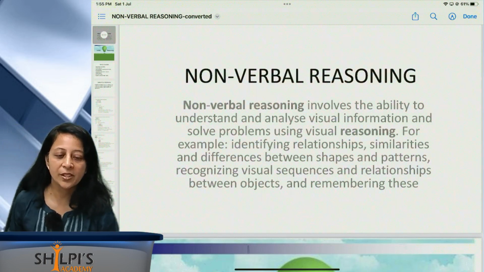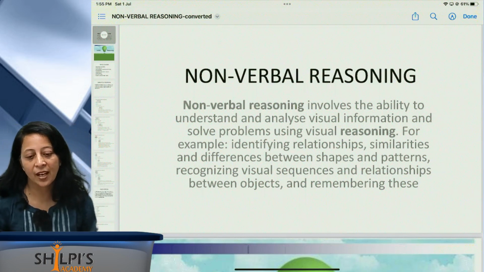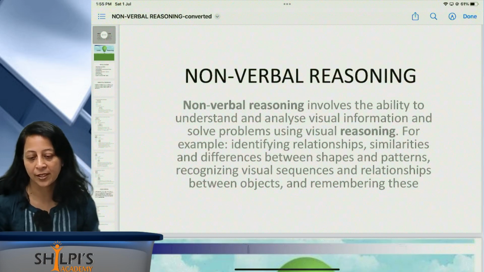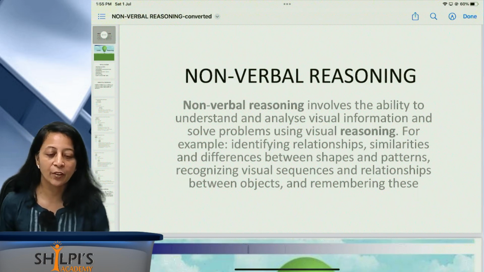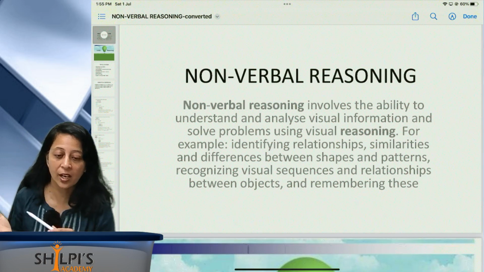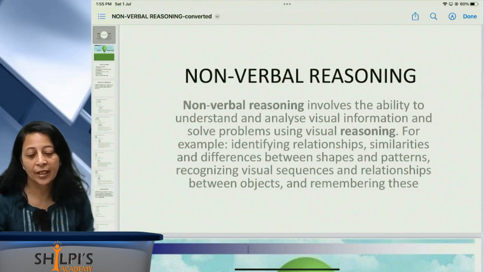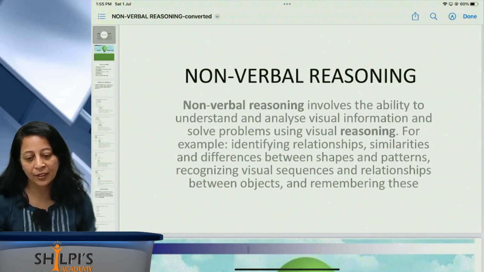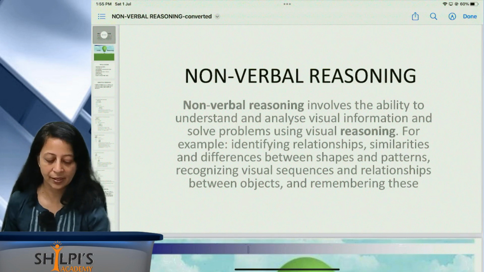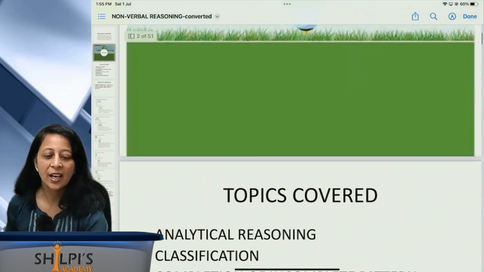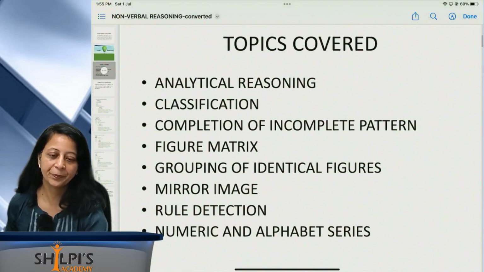Non-verbal reasoning involves the ability to understand and analyze visual information and solve problems using visual reasoning. For example, identifying relationships, similarities and differences between various shapes and patterns, recognizing visual sequences and relationships between the objects, and remembering this. It's going to be a very interesting topic.